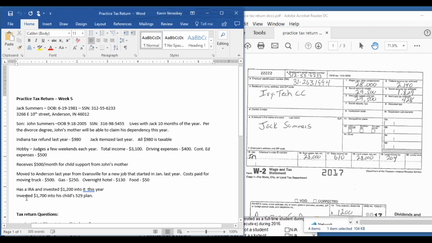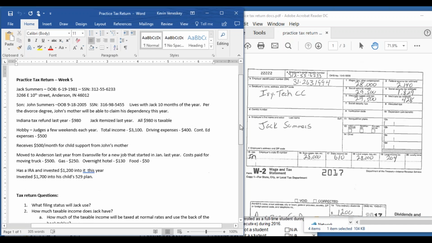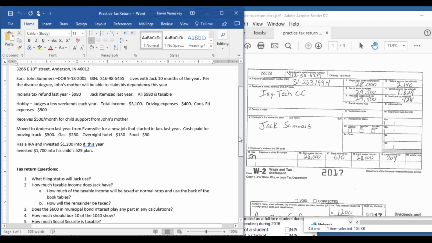Now, for the state of Indiana, this would be important if we were filing the state tax, because for state taxes, we do get a little bit of a deduction for putting money into a 529. But for federal purposes, what we're doing in this class, you do not get a deduction for putting money into that.